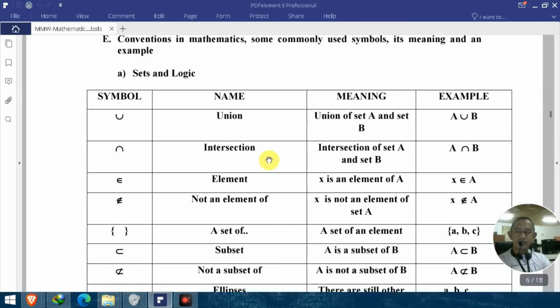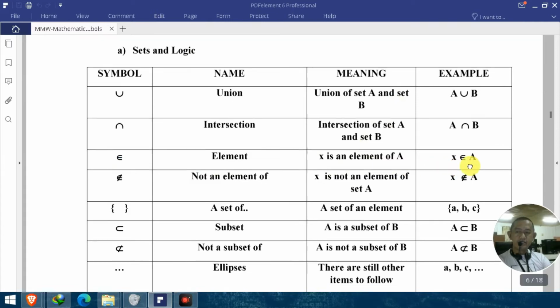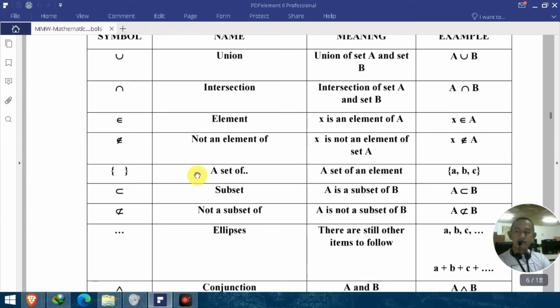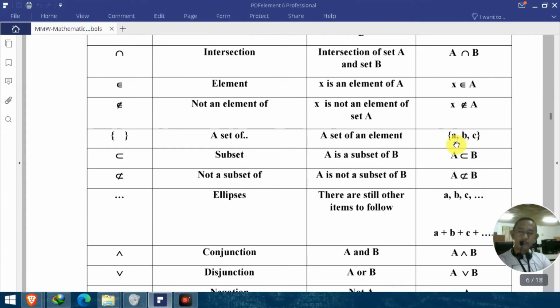This one is intersection. So intersection is the intersection of set A and set B. This symbol here is an element. You read that one as element. So X is an element of A. And this is not an element of: X is not an element of A. Then a set of elements, so we are declaring a set. Later, we're going to discuss this one.